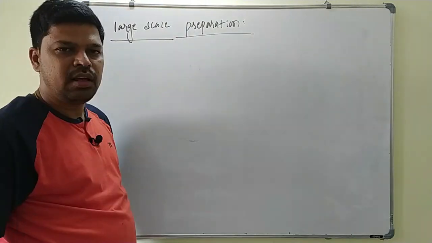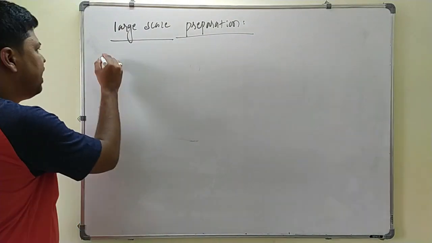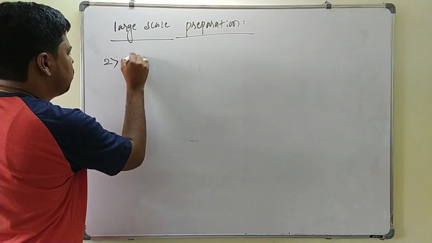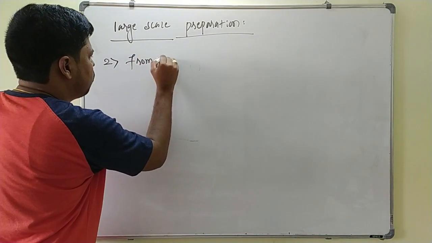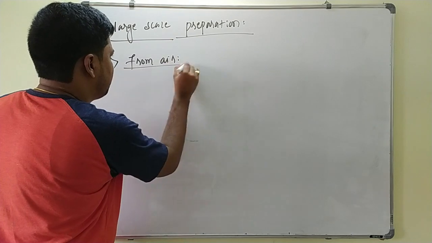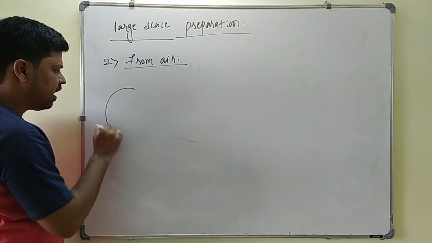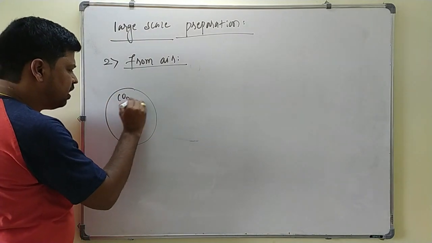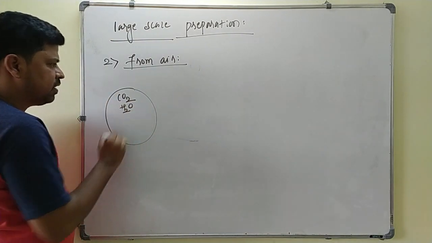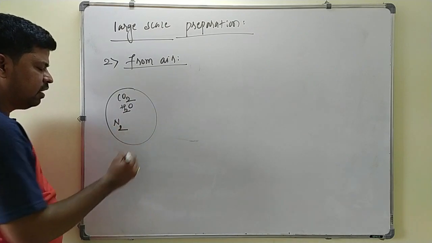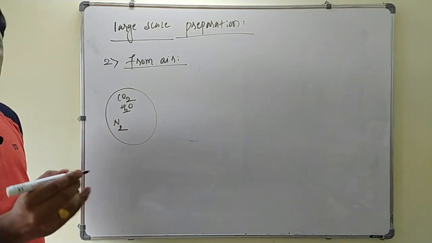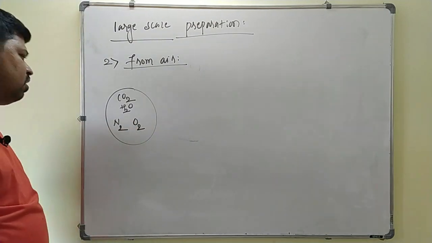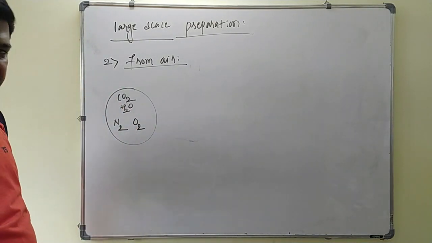Next, the second method is from the air. Preparation of dioxygen from the air. Simply, we know that air is a mixture of different gases. It has carbon dioxide and water vapors also present in the air, and this atmospheric air contains 79% nitrogen and 21% oxygen by volume. So all these are present in the air here.